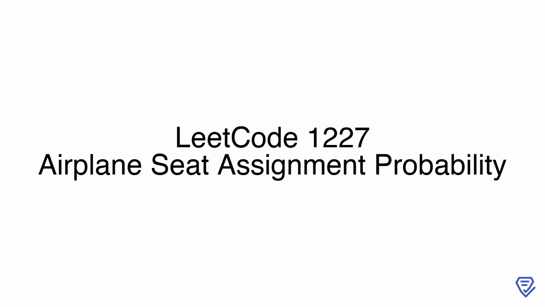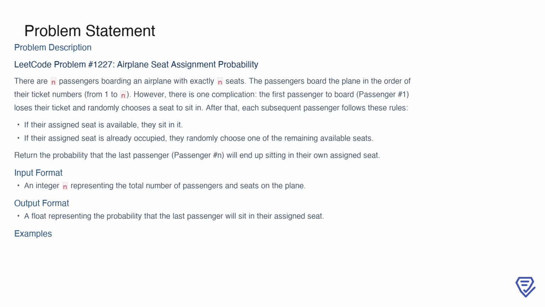Let's get started. In this problem, we're dealing with n passengers boarding an airplane with exactly n seats. The passengers board in the order of their ticket numbers, starting with passenger number 1 up to passenger #n. However, there's a twist: the first passenger loses their ticket and chooses a seat randomly to sit in. After that, every other passenger follows a simple rule. If their assigned seat is available, they sit in it. Otherwise, they randomly choose one of the remaining available seats.